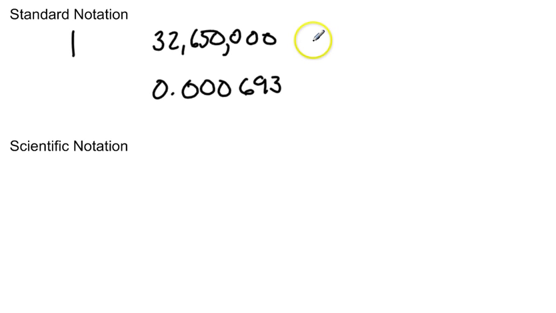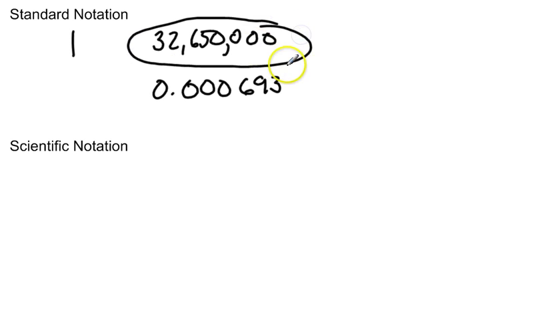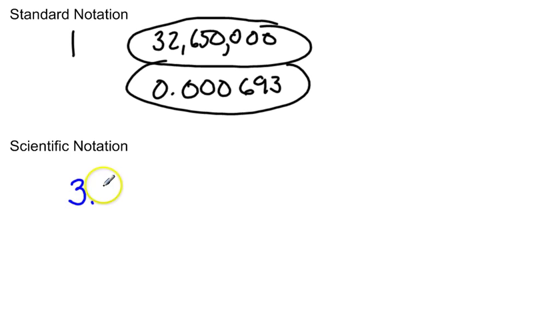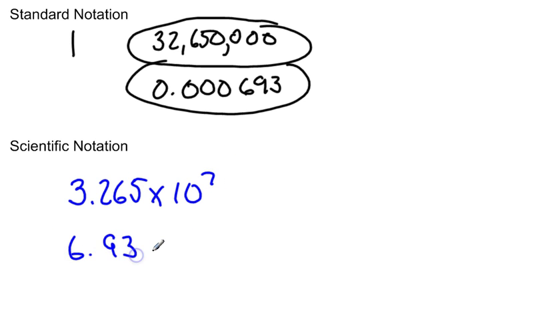Scientific notation is a way to take very big numbers like this one, or very small numbers like this one, and put them into a form that you can understand. So scientific notation is a number like 3.265 times 10 to the 7th, or 6.93 times 10 to the minus 4. And actually, these two numbers are this number and this number represented in scientific notation.